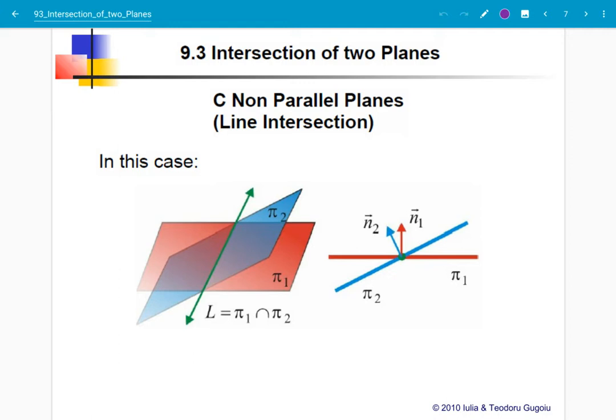Notice we have the same diagram, but now they've added in the normals. The angle between the planes is the same as the angle between the normals. I don't think they'll be asking us for the angle at this point, but that is the case.